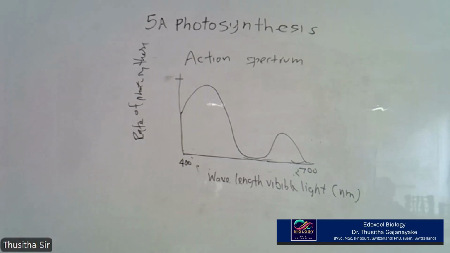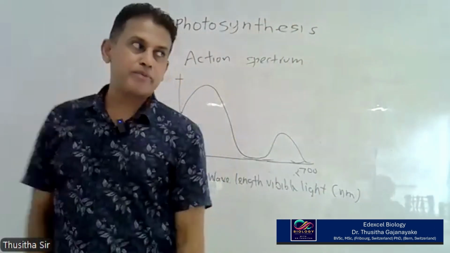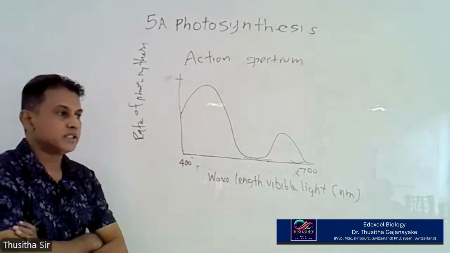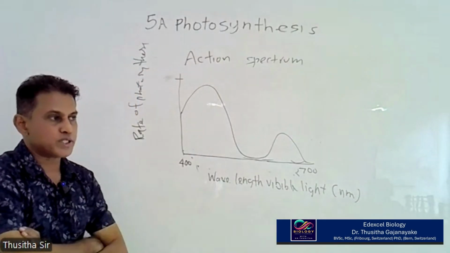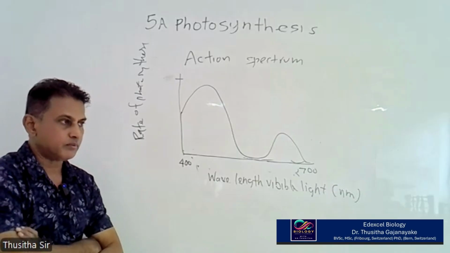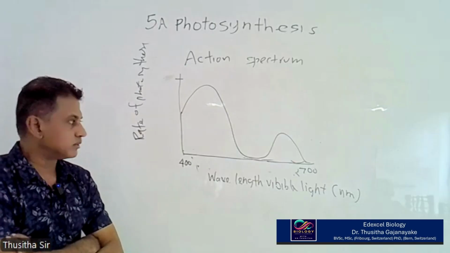Shall we write the action spectrum definition on this? So action spectrum represents the rate of photosynthesis at each wavelength.